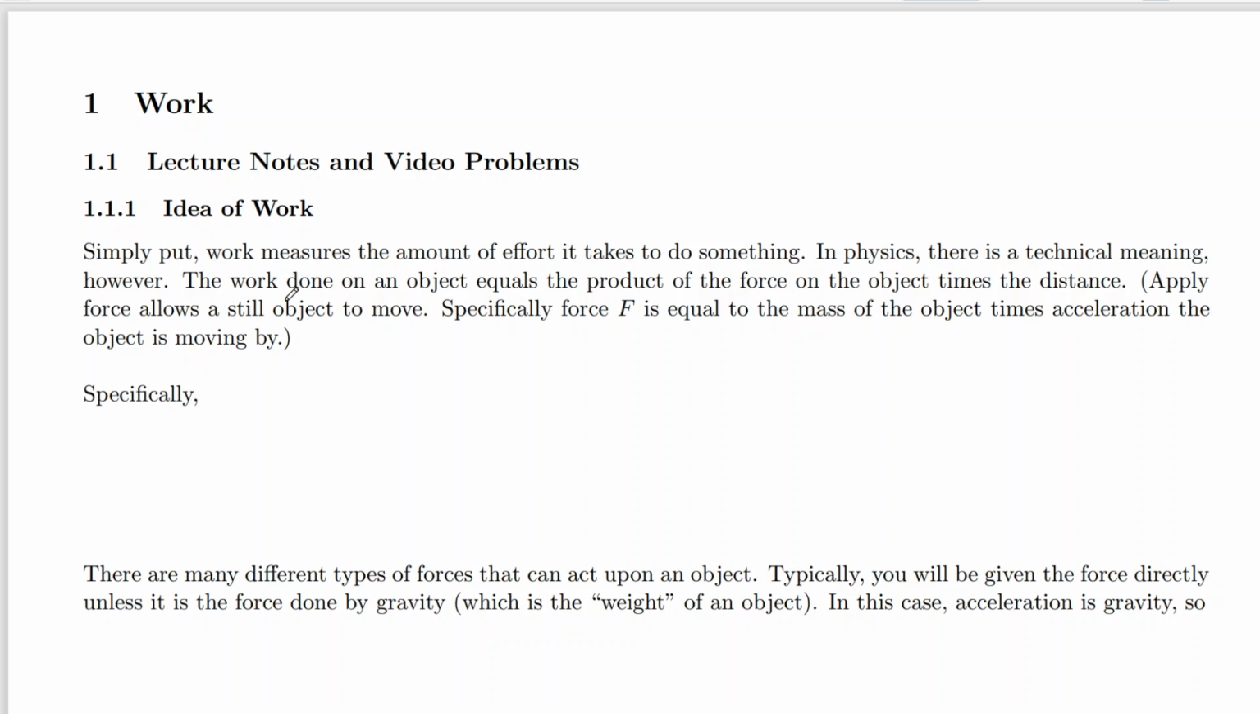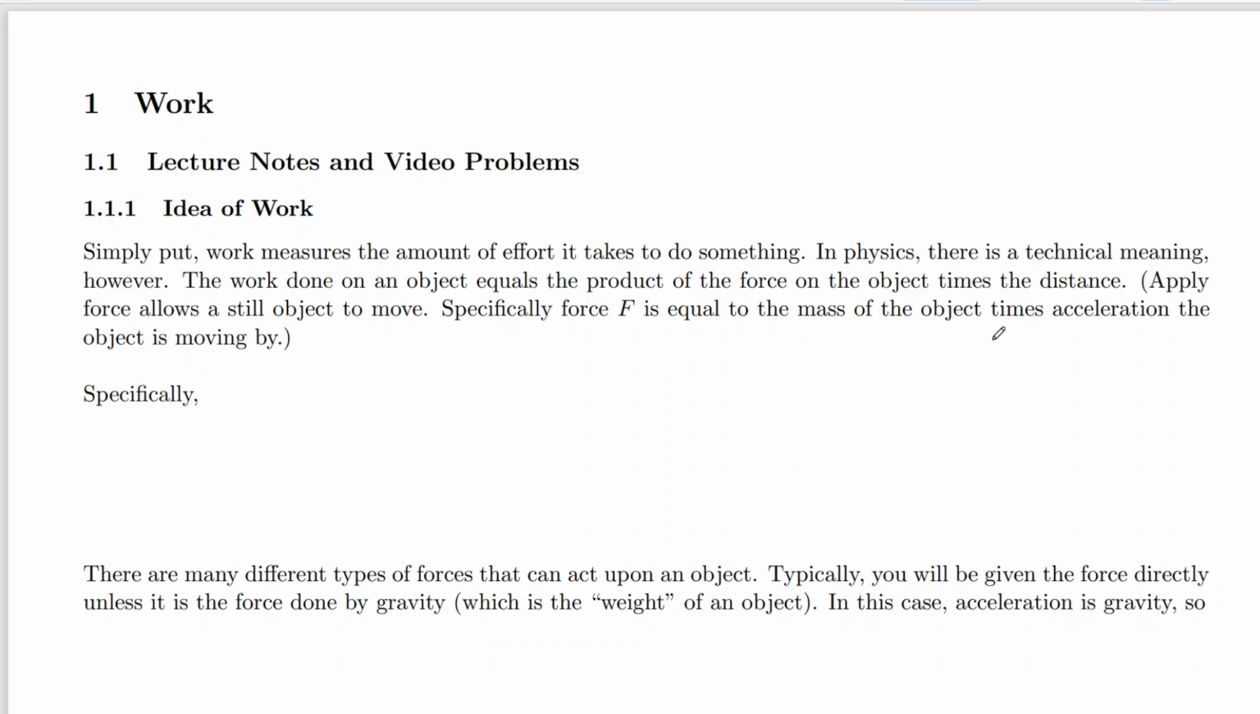Now, the idea of work is very simple, and it's probably something we can all understand. Work measures how much effort it takes to do something. But in physics, there's a technical meaning, and it's directly an application of integration. So that's why we're talking about it in a math class. The work done on an object equals the product of the force on the object times the distance it's moved.